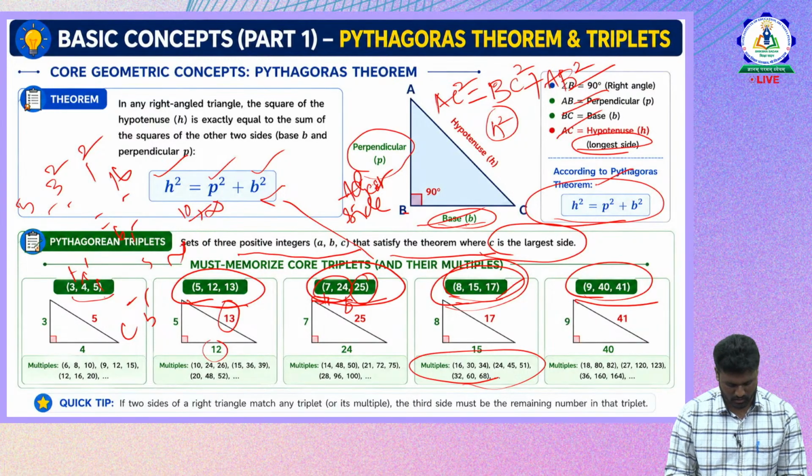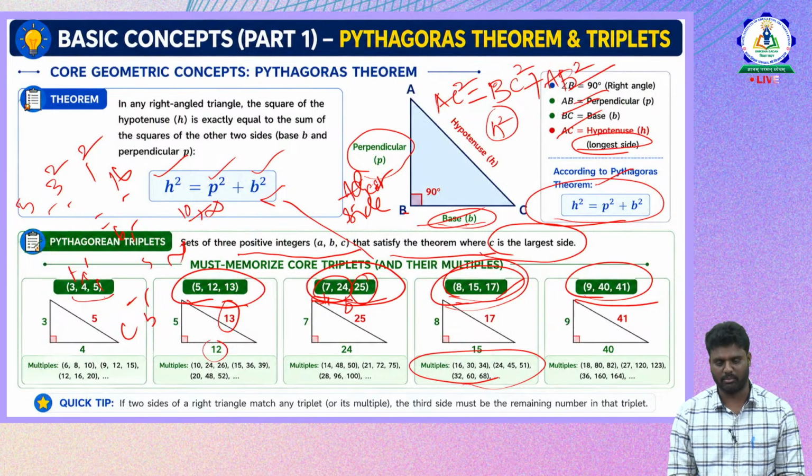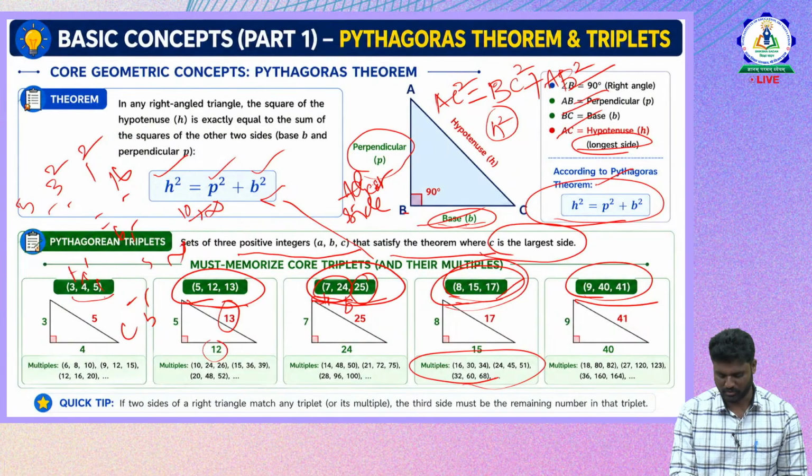Now, for a quick remembering tip: if two sides of a right-angled triangle match any triplet, the third side must be the remaining number in the triplet only.